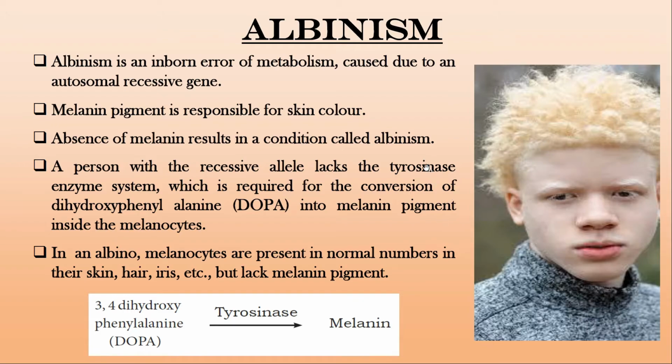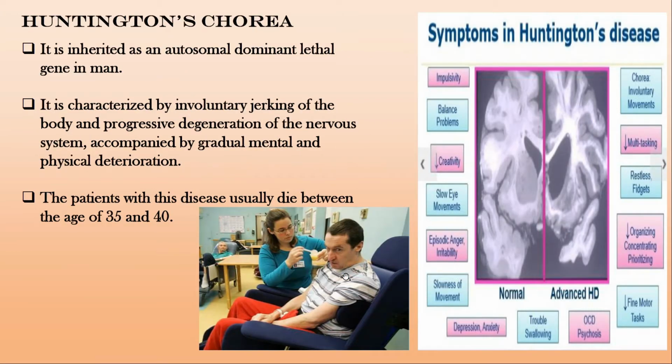So tyrosinase helps to convert 3,4-dihydroxyphenylalanine, DOPA, into melanin. Melanin is the pigment present inside the melanocytes. In an albino, the melanocytes are present in the normal number in their skin, hair, iris, etc., but lack this pigment. The pigment will not be present.